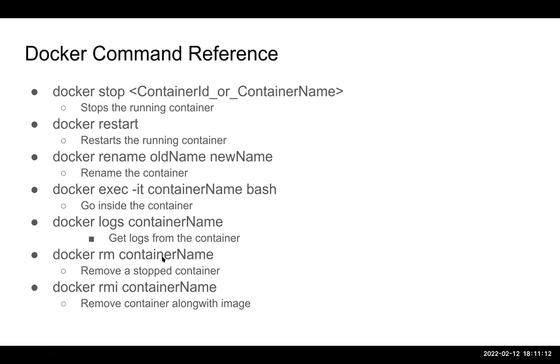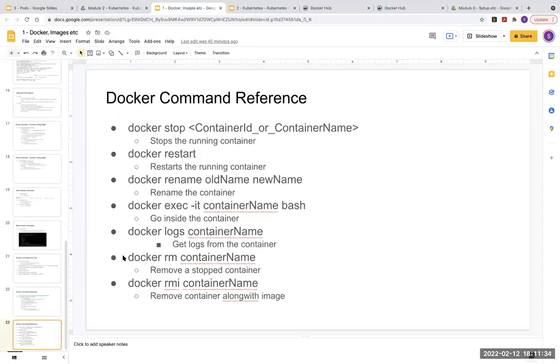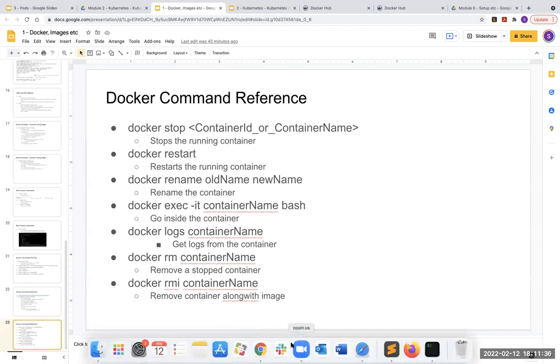You can remove the container. This is an important command if you want to remove the container as well as the image which is used in the container. Then you can use docker rmi. It will remove the container along with the image also. This other one will just remove the container, it will still keep the image. So that's about the Docker reference.